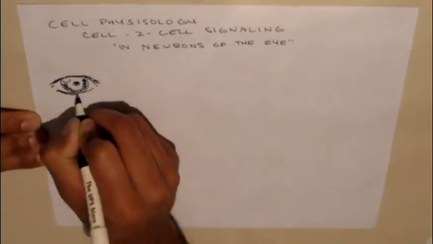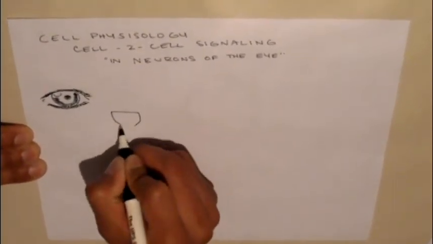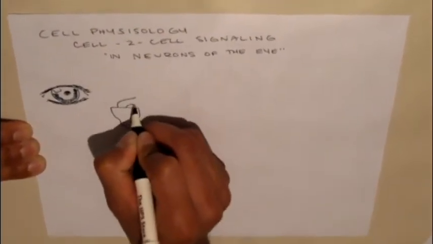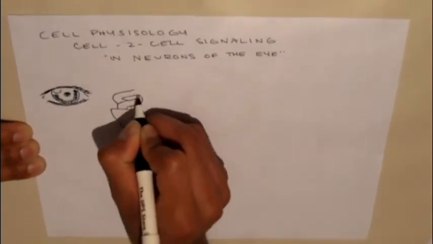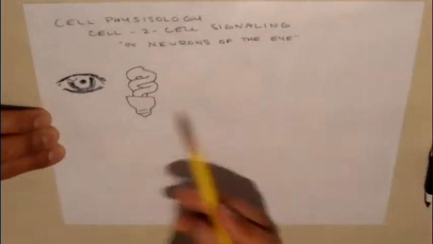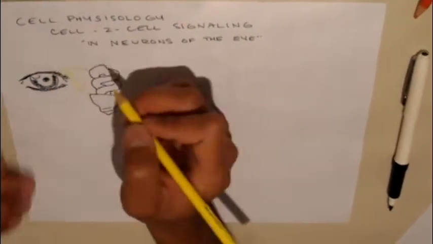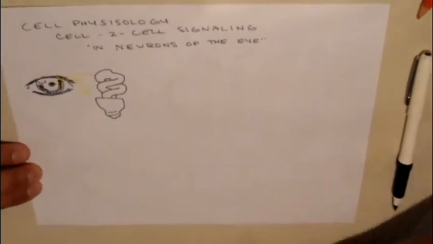Today we're going to be talking about cell-to-cell signaling. Specifically, we're going to talk about the signal that happens in the neurons of your eye cells. Well, what happens within the neurons. So, first we're going to start off with just a basic diagram of the eye and the light source.